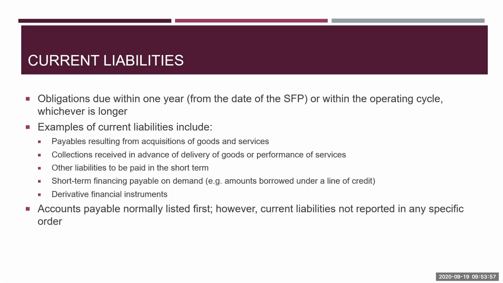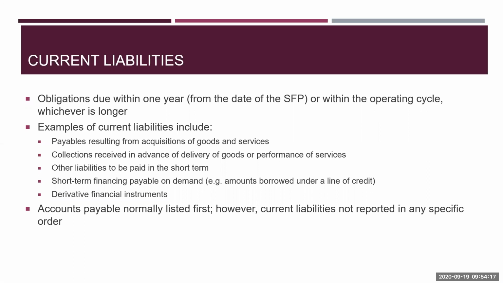So your liability is something that will have past, present, and future. If any of those is missing, then it's not a liability. Then apply the 1 year or the operating cycle rule to determine whether that's current or long-term. Anything that's not current automatically becomes long-term.